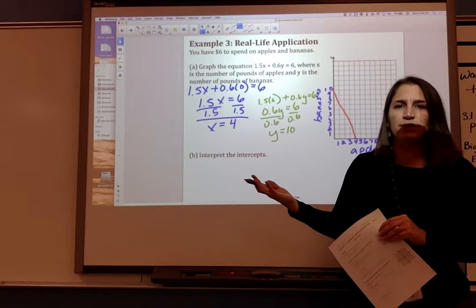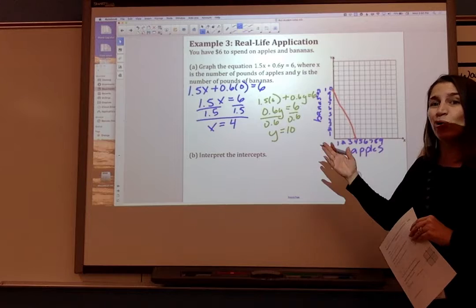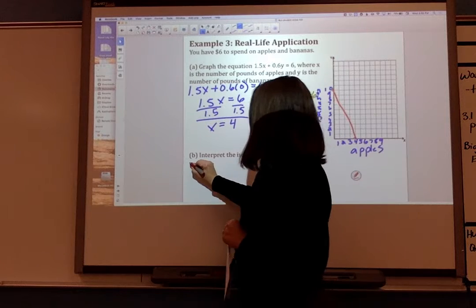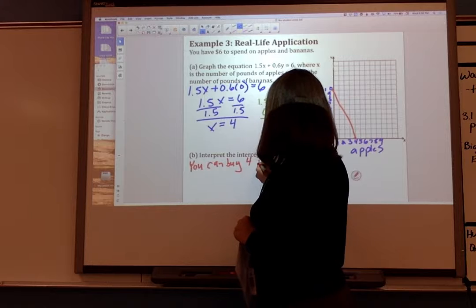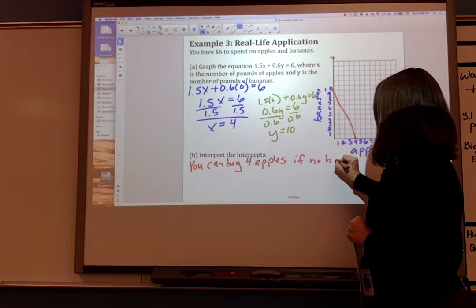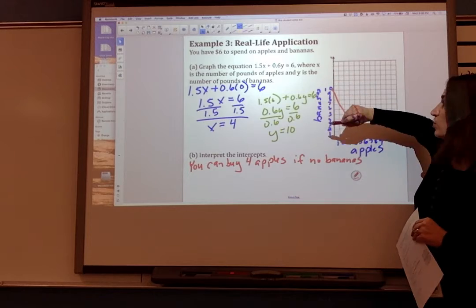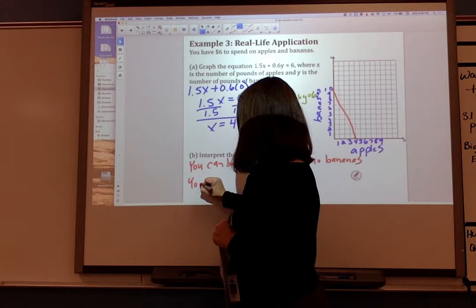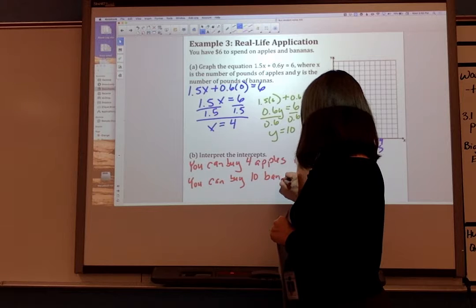And then we're going to interpret these intercepts. So what does this point 4, 0 mean? Well, that means that if you don't buy any bananas, if bananas is 0, you can afford 4 apples. You can buy 4 apples if no bananas. And then this point up here tells us we can buy 10 bananas if we don't buy any apples.